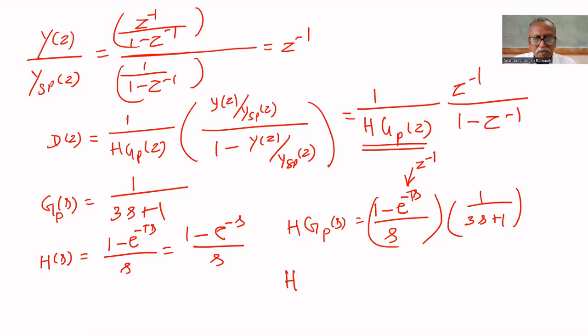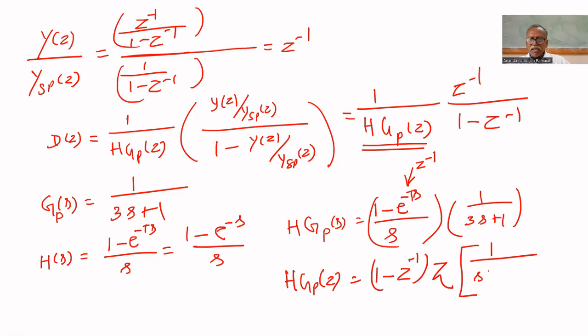Therefore, what is HGP of z? To find a digital controller, you need HGP of z. So we have to convert this s domain to z domain. Therefore, 1 minus z power minus 1 for the numerator, and the z transform of 1 upon s multiplied by 3s plus 1. So we have to find the z transform of 1 upon s multiplied by 3s plus 1. That is HGP of z.